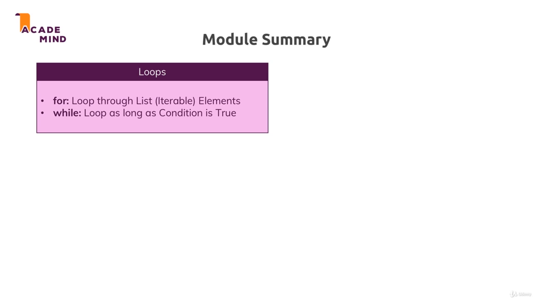Also, don't forget about the range function, which you can use in conjunction with the for loop in case you don't want to loop through the elements of a list, but rather through its indices, for example.